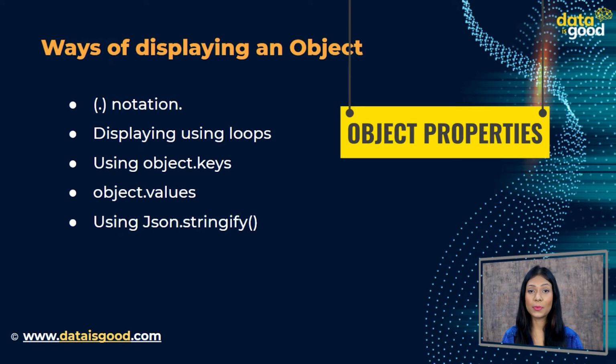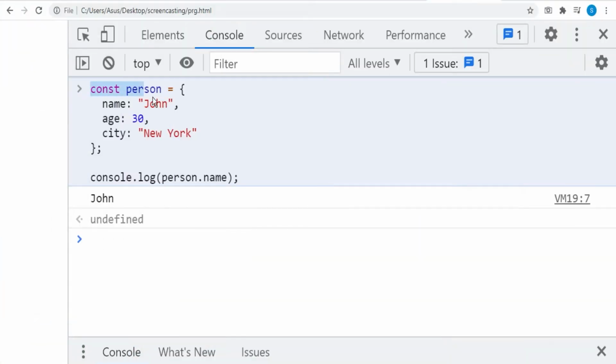Displaying object properties. Here is an example on your screen. Since we have already learned this method, it will be easy for you to understand. Here we are accessing the properties of the object with a dot notation. We can access each property like this. We have accessed the name key in the object.